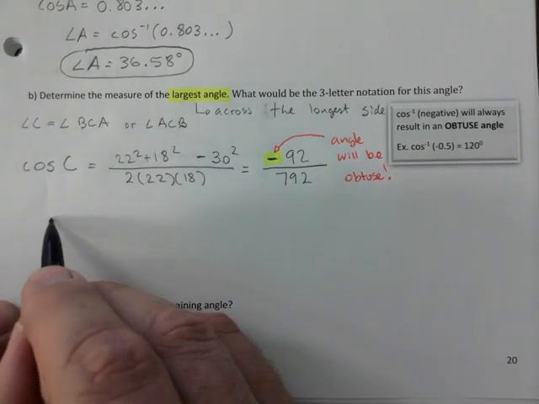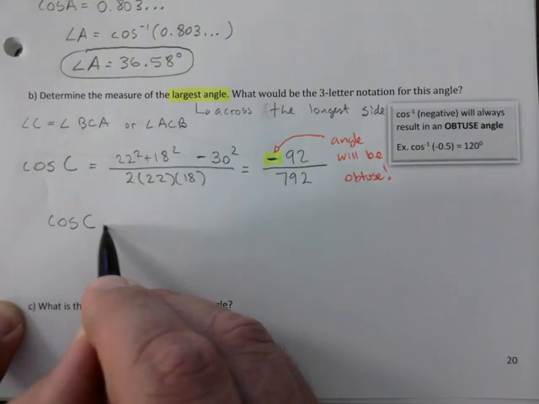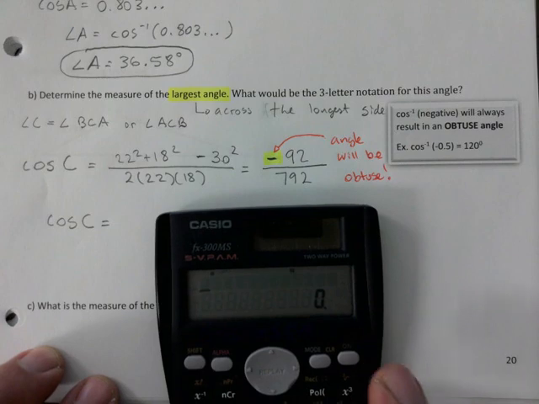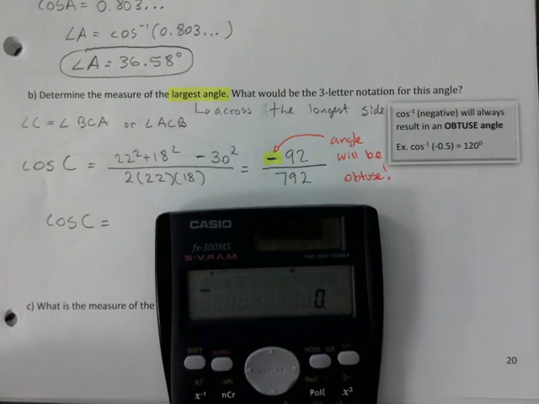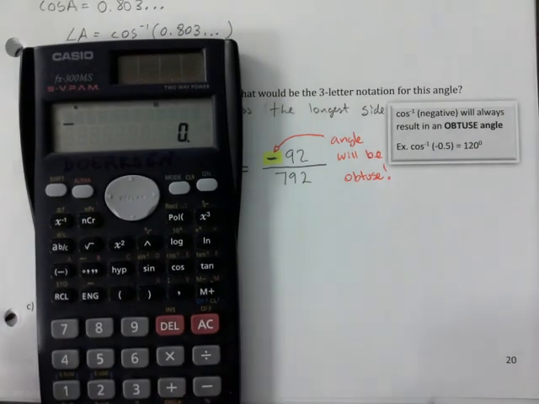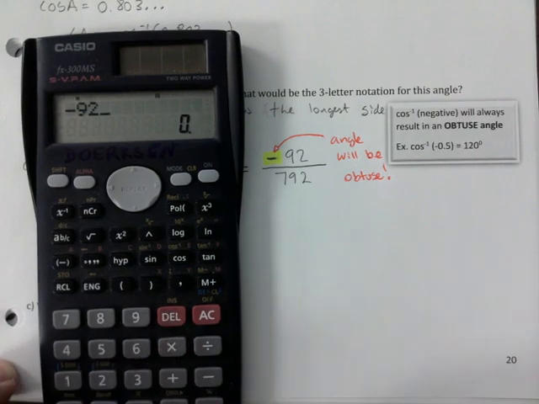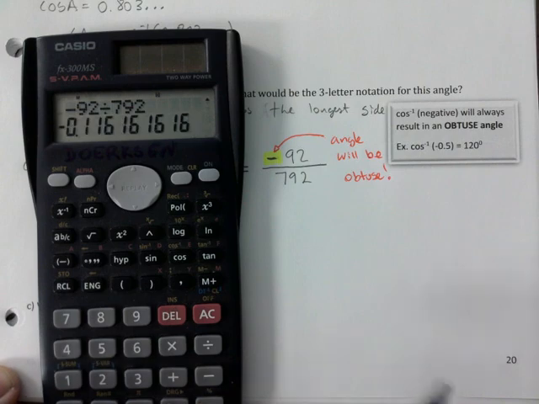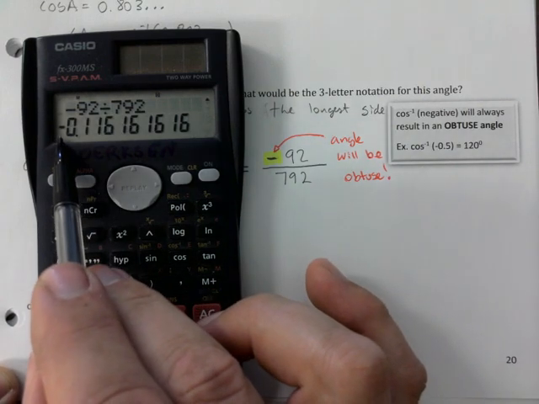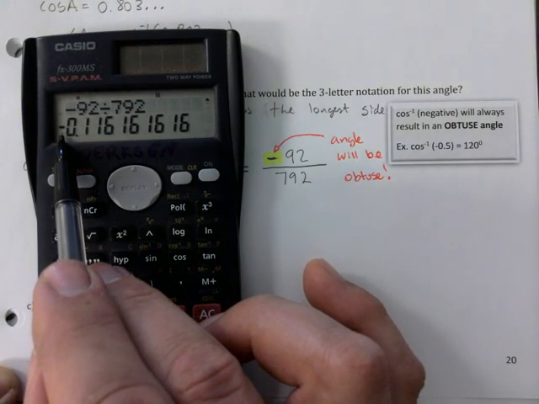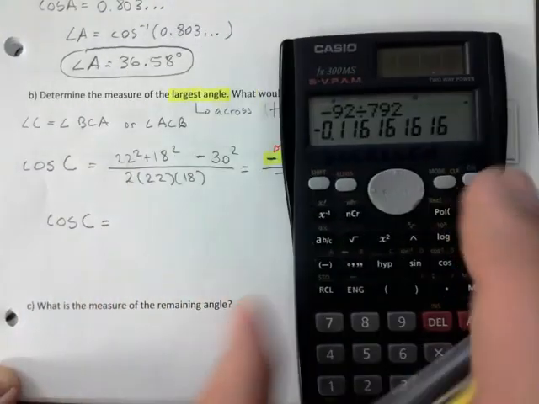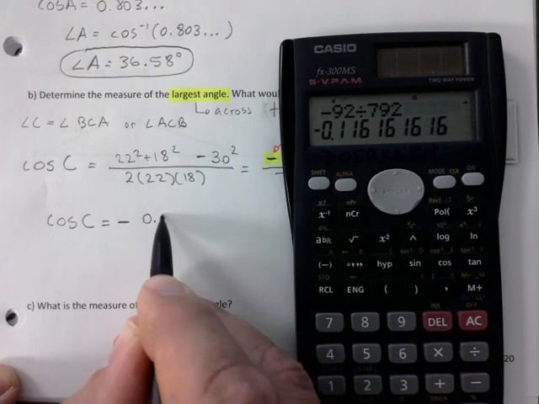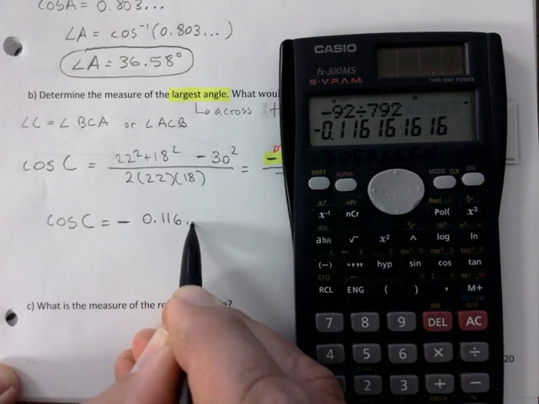So one more line. Cosine of C. Grab your calculator. So you need to come up with a negative. So watch how I type this in. I'm going to go minus 92 divided by 792 to get that negative in front. Very, very important. Don't drop it. Okay. So this is negative 0.116, and that keeps on going.